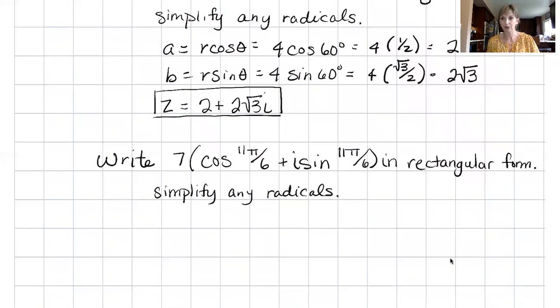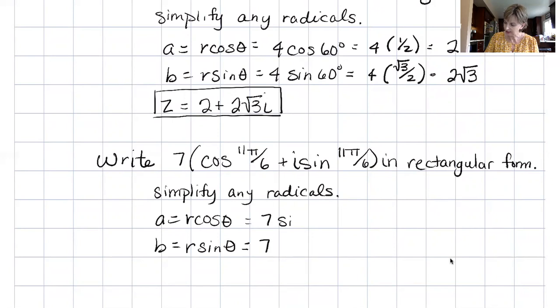All right, so hopefully you paused the video and found an answer. Let's see if you get the same answer we do. All right, so we're going to do A equals R cosine, and B is equal to R sine. Okay, so our modulus for this one is 7, and our angle is 11 pi over 6.